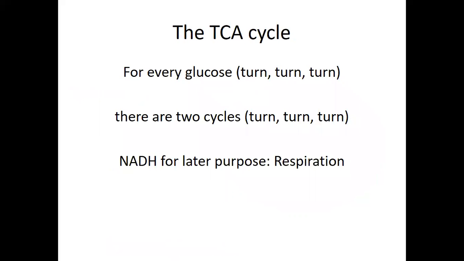Okay, good. Going back to Abby's point, for every glucose there are 2 cycles, because you are generating 2 molecules of acetyl-CoA from the 2 pyruvates. And you'll see here in just a second that you're going to generate a large amount of NADH and also FADH2.